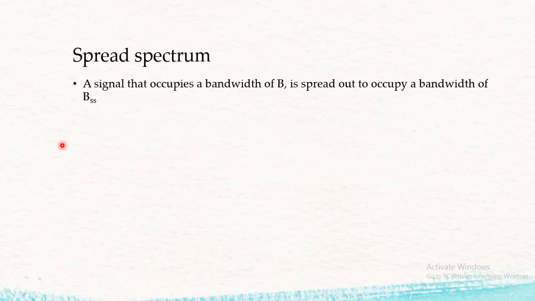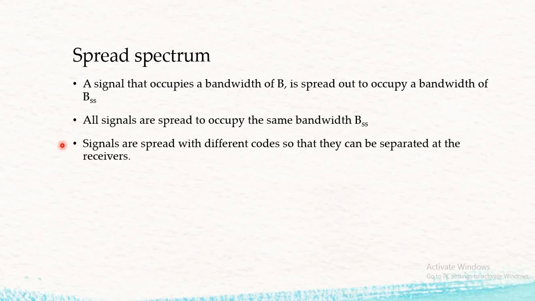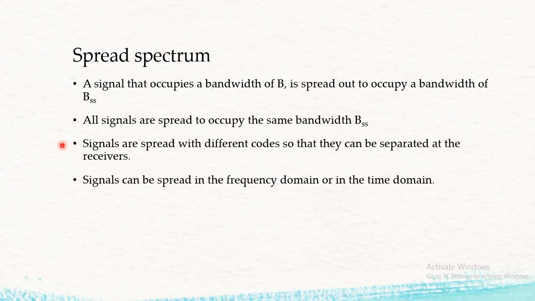In spread spectrum, a signal that occupies a bandwidth of B is spread out to occupy a bandwidth of Bss. All signals are spread to occupy the same bandwidth, Bss. Signals are spread with different codes so that they can be separated at the receivers. Signals can be spread in the frequency domain or in the time domain.